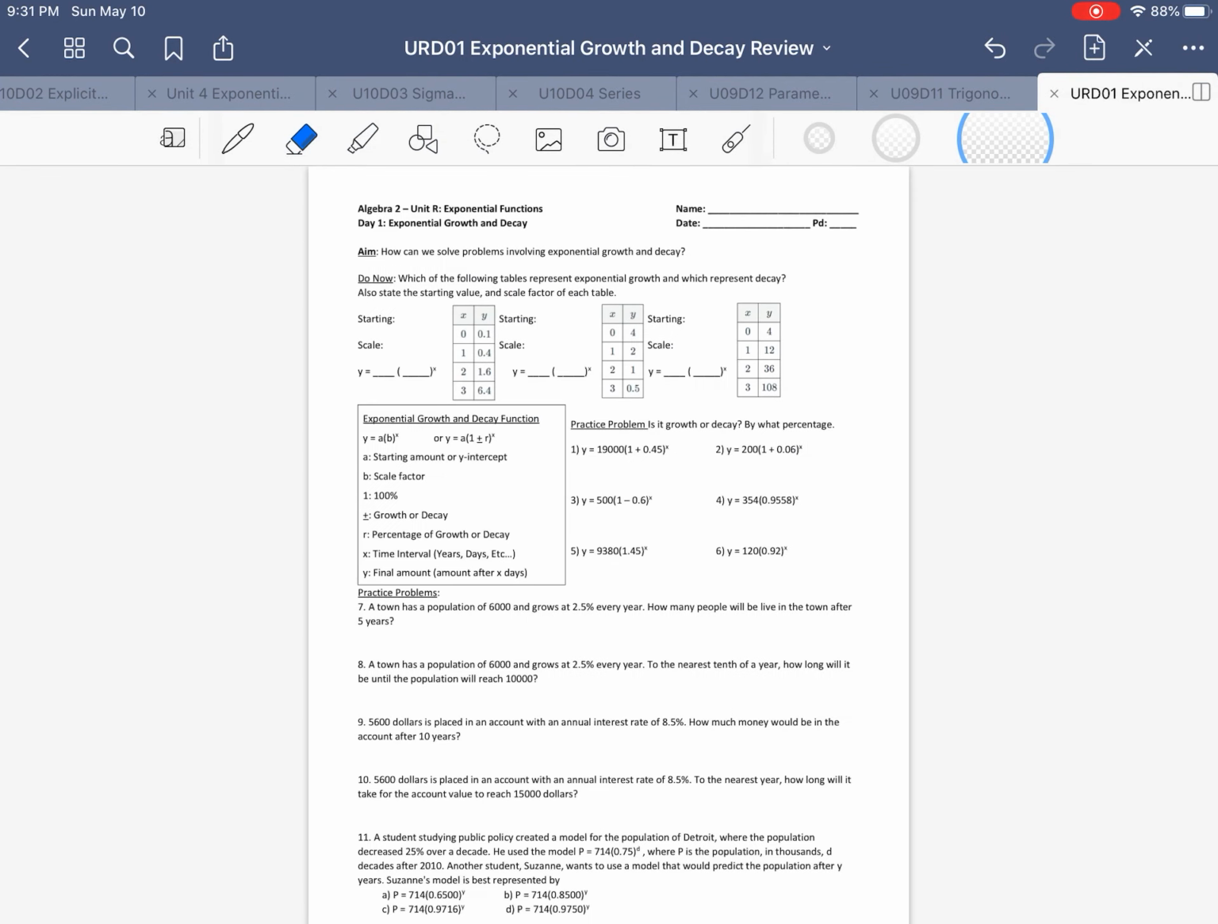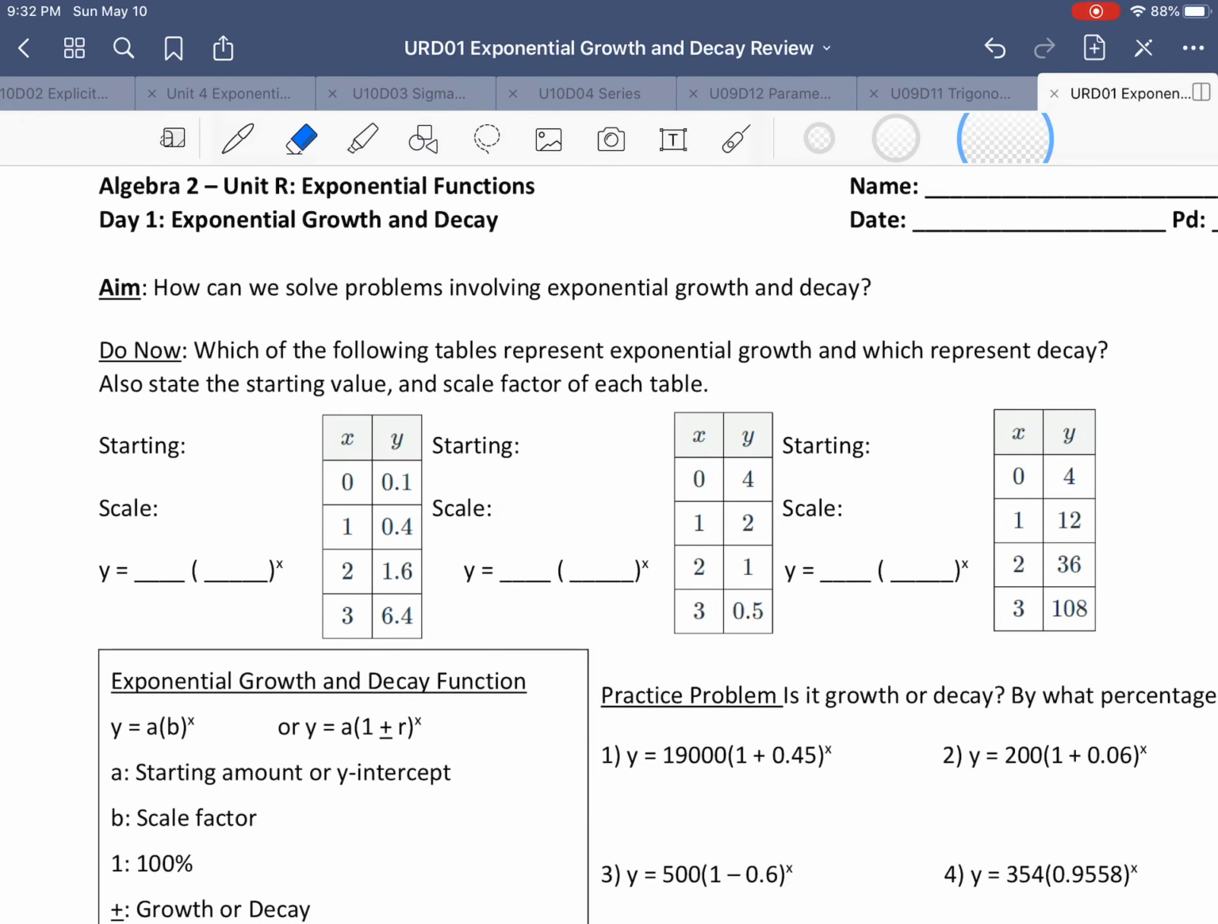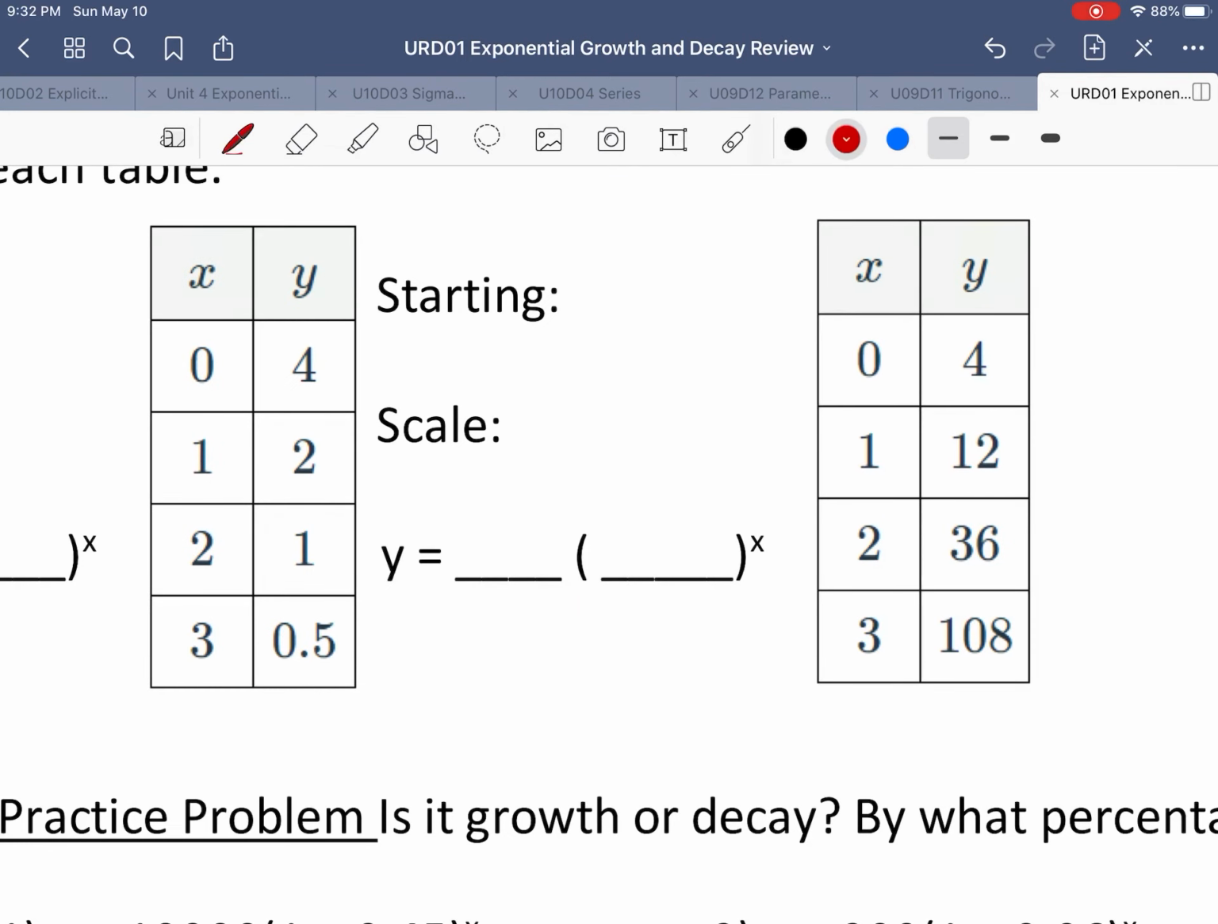But let's take a look at today's work. Today our goal is to talk about compounding versions of exponential growth and decay. So it says, how do we solve problems involving exponential growth and decay? Our do now assignment is which of the following are exponential growth and which are decay, and to state the starting value and the scale factor. So I'm just going to pick the last example here just to go over one of them.